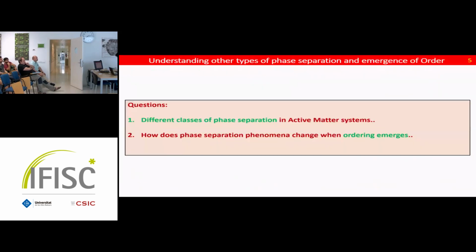Now this comes to the motivation of today's talk. Are there different classes of phase separation in active matter systems other than the kind of system I have talked about? Also, the phase separation phenomenon is going to change if we consider the emergence of ordering in the system.